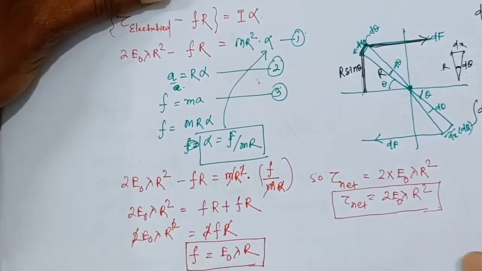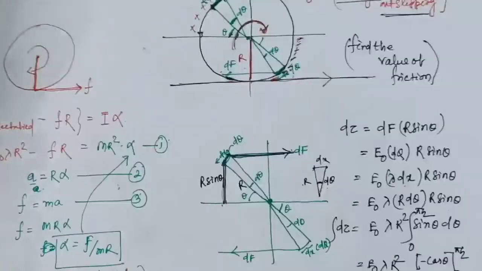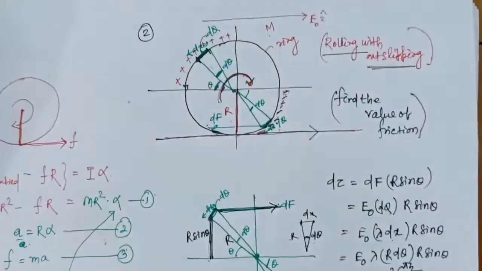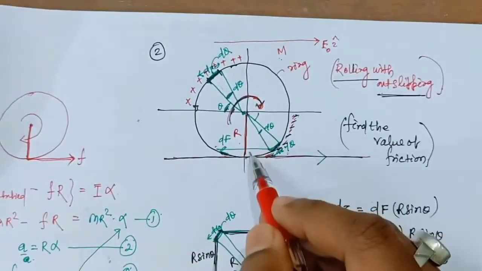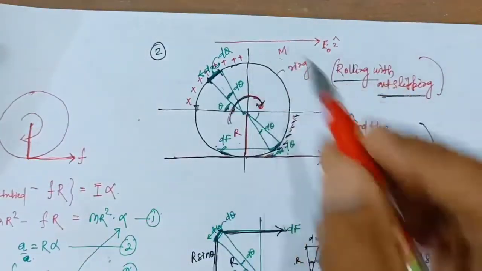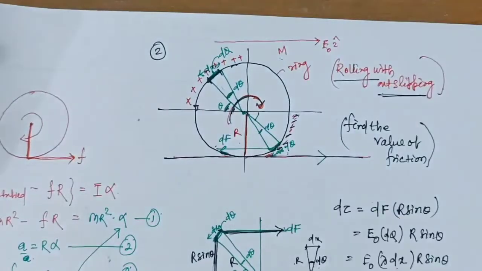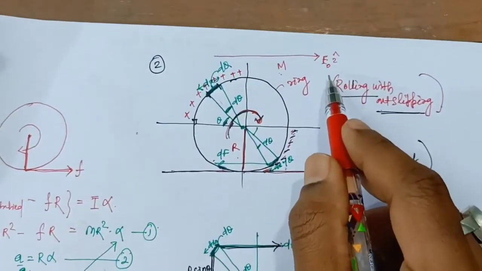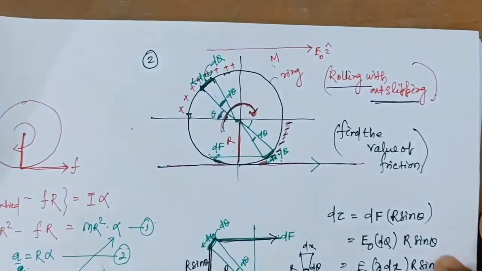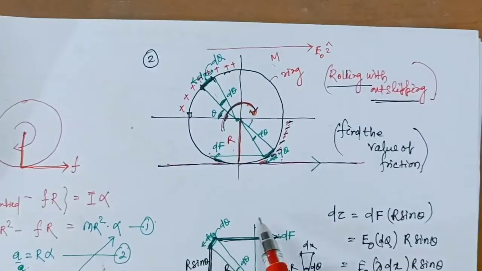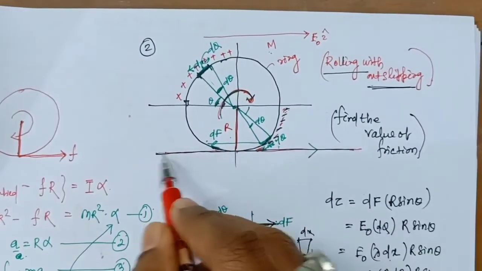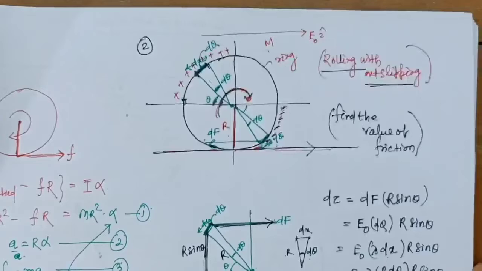A student has to think about it. Let me analyze these things one more time. If this is a non-conducting ring having mass m, the radius of the ring is r, this section is positive, this section is negative, and a constant electric field E naught i is switched on. This ring rolls without slipping. The question is asking, if the surface is rough, find the value of the friction.